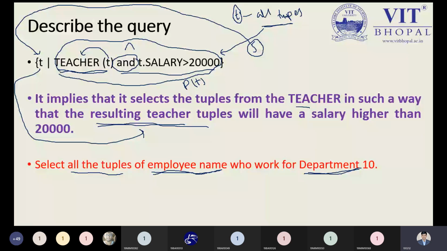E is your small e, your tuple variable, and employee is your relation name. Okay, so e.name you are using. So why are you using e.name? Sir, it just states to select all the tuples of only employee name. Okay, so I agree with this point.